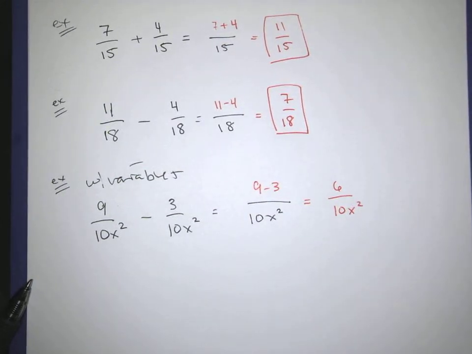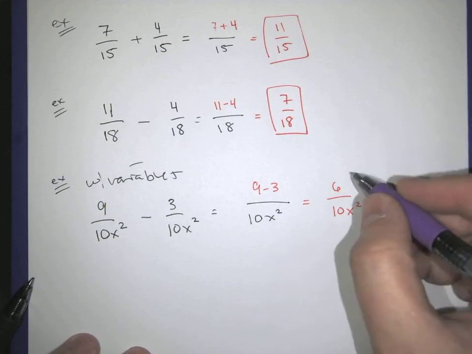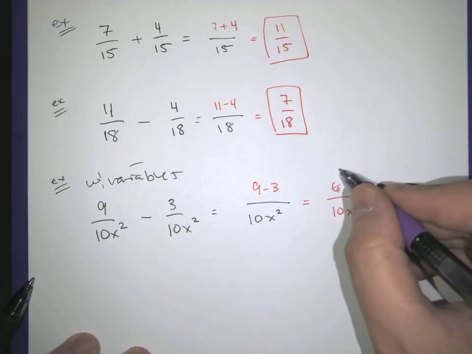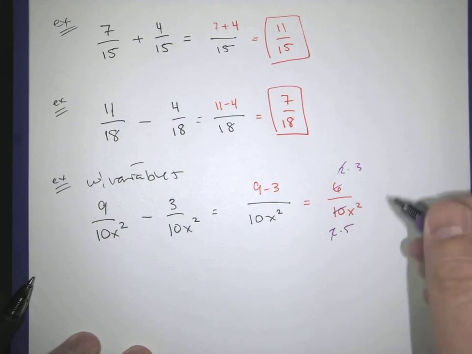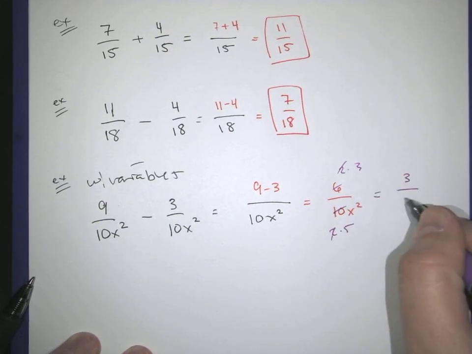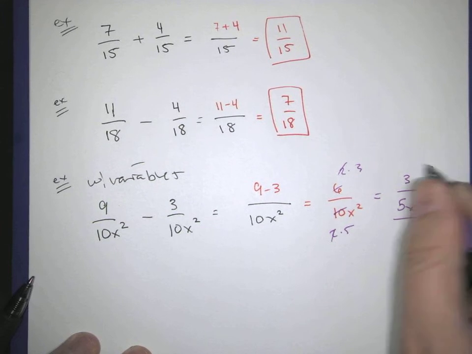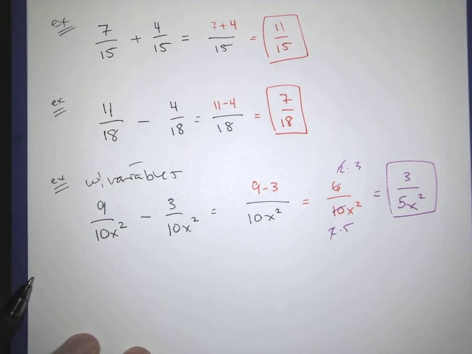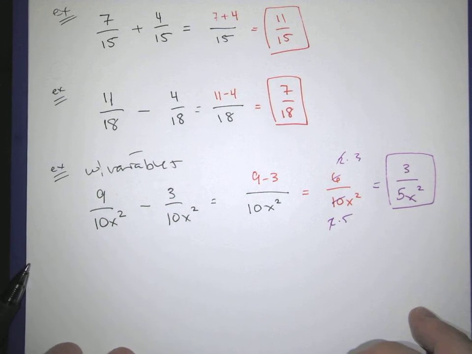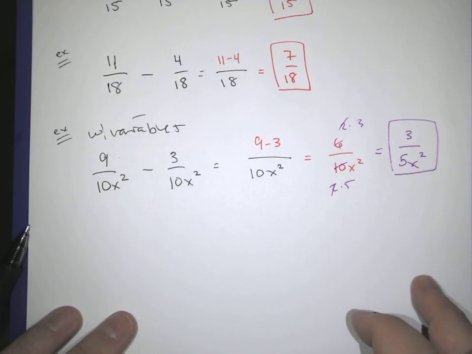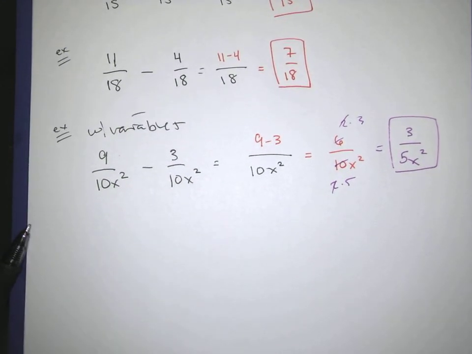And finally, we have something that will reduce down a little bit. So 6 and 10 are both even numbers. So this would be 2 times 3. This would be 2 times 5. So we could reduce these 2's out of here. So this is going to be 3 over 5x squared. And that's going to be our final. So you might not necessarily end up, once it's reduced, with your final answer having the same denominator that you started with. That can happen. Those things can change, and that's totally fine. That is not unreasonable.